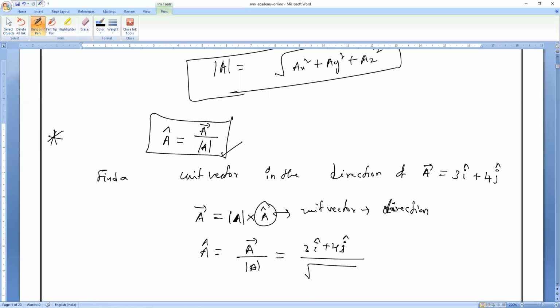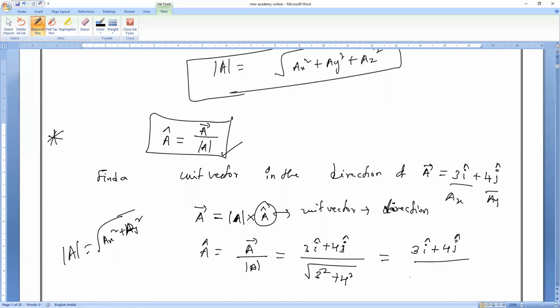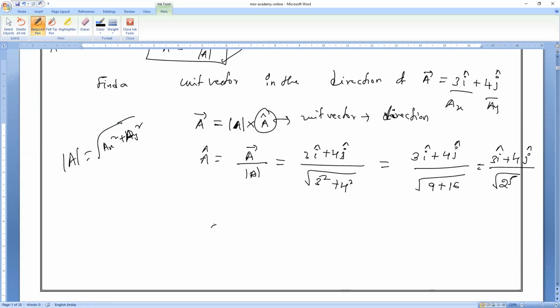What is the magnitude formula? This is Ax and this is Ay, so it is root of 3 square plus 4 square, because mod A is equal to root of Ax square plus Ay square. So 3i cap plus 4j cap divided by root of 9 plus 16, which is 3i cap plus 4j cap divided by root 25. Root 25 is 5. So 3i cap divided by 5 plus 4j cap divided by 5. That is the direction.